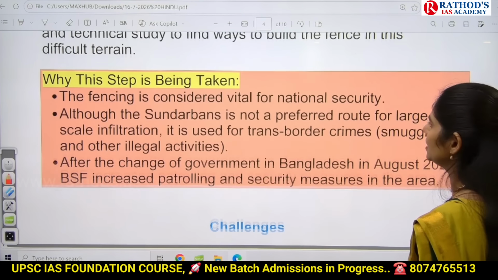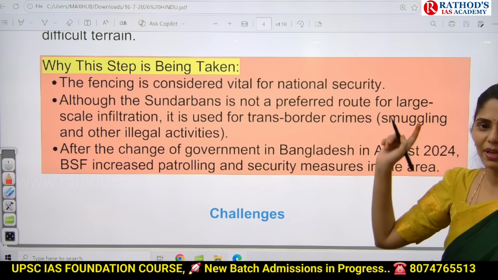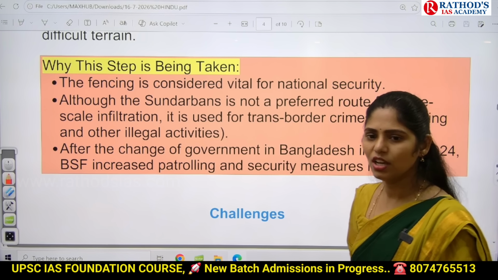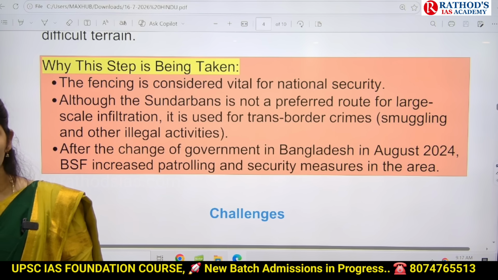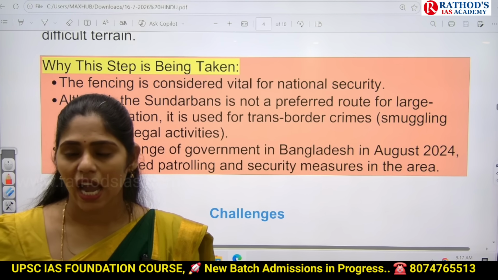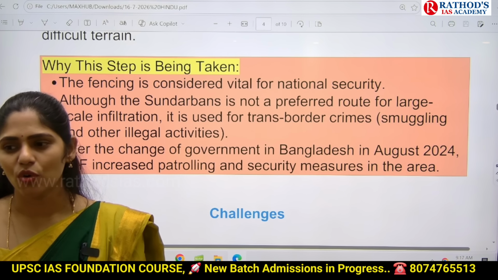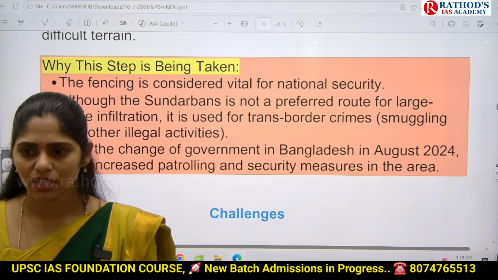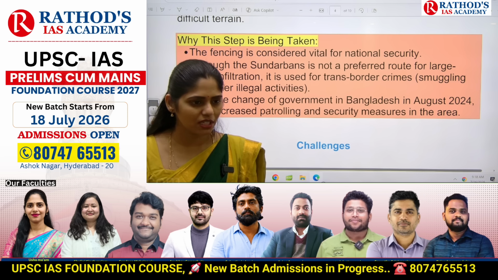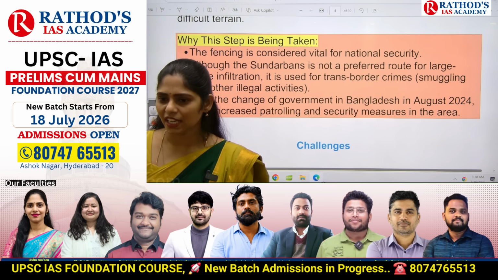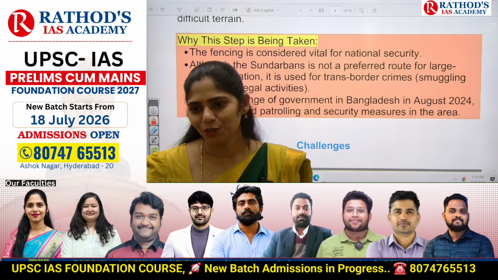So why did they come up with this step? If they go for this fencing, it will ensure our national security. Why? Because the problems are illegal migration, drug trafficking, arms trafficking, and especially one more problem on the India-Bangladesh border is cow vigilantism. Do you know this? Illegal smuggling of cows. Because Bangladesh is an Islamic country, they consume beef, right? And India is a Hindu country.